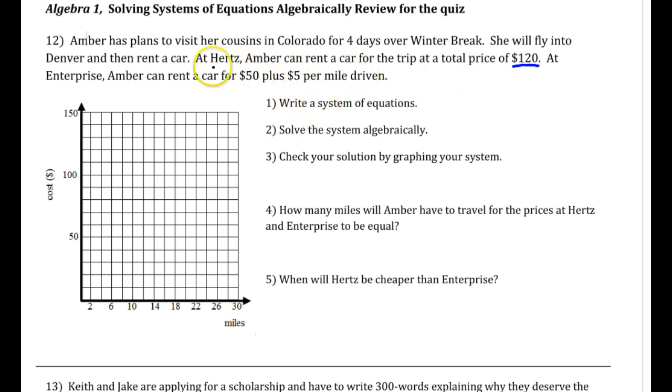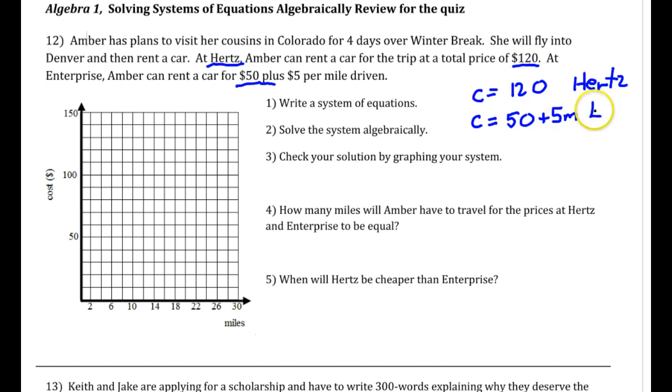So we have Hertz here that only costs $120. I drive 1 mile, I drive 1,000 miles. Everything costs $120. So no matter what, let's say I'll use C, the cost is going to be $120 for everything. And over here, the cost, I'm going to write this down, that's Hertz. And then for Enterprise, we know it's going to be $50 plus $5 for every mile. So we got $50, right? But then $5 for every mile plus $5, and that's Enterprise.